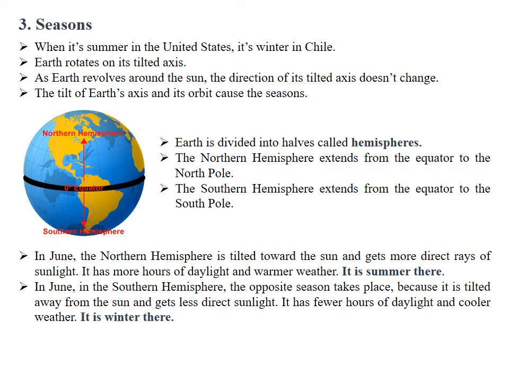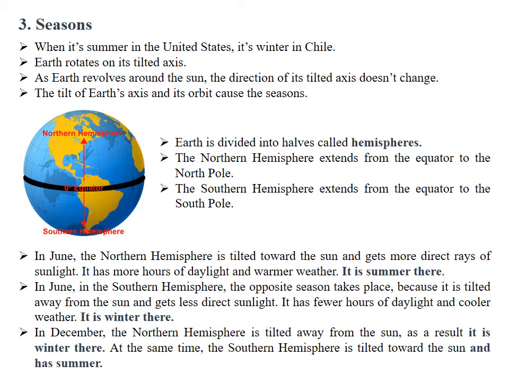In June, in the southern hemisphere, the opposite season takes place because it is tilted away from the sun and gets less direct sunlight, so it has fewer hours of daylight and cooler weather. It is winter there. In December, the northern hemisphere is tilted away from the sun. As a result, it is winter there. At the same time, the southern hemisphere is tilted toward the sun and has summer.